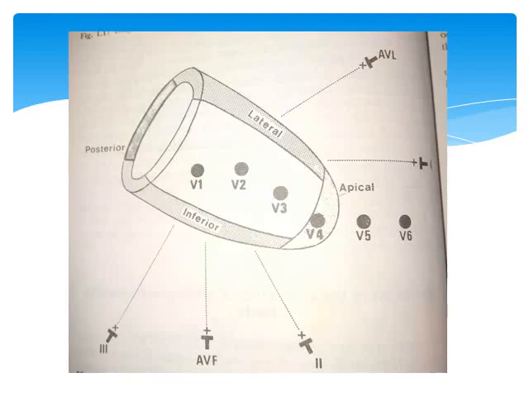So lead 3, AVF and lead 2 record impulses from the inferior surface of the heart. Lead AVL and lead 1 record from the lateral surface of the heart. V5 and V6 from the apex of the heart. V1, V2 and V3 from the cavity of the heart.